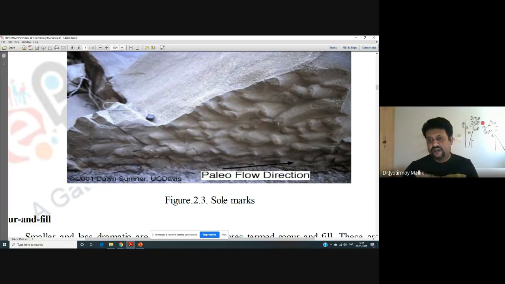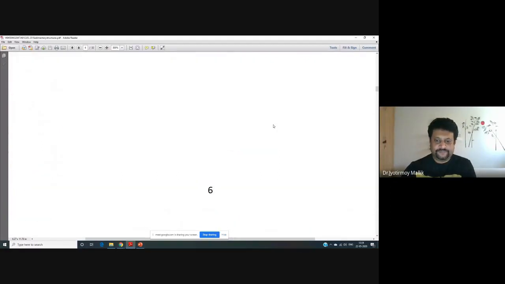And by looking at the morphology of the sole marks, you can also define your paleocurrent direction. Okay, and I hope you have already studied these things in your sedimentology class, so I'm not getting into details.